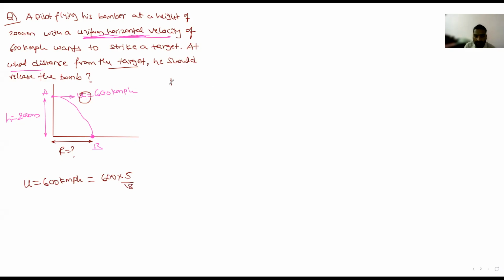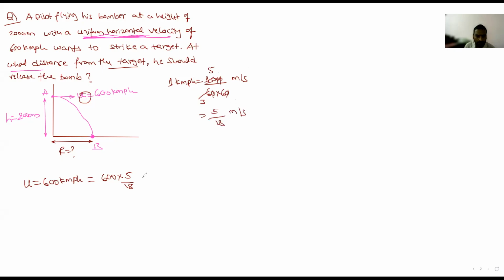So 1 kmph is equal to 1 kilometer per hour. 1 kilometer matlab kitna hai meter? 1000 meter, divided by 1 hour, which is 60 minutes, and 1 minute is 60 seconds. Correct? This is meter per second. The 100 gets cancelled. 2 3s are 6, 2 5s are 10, so 5 divided by 18. So 1 kmph is 5 by 18 meter per second.